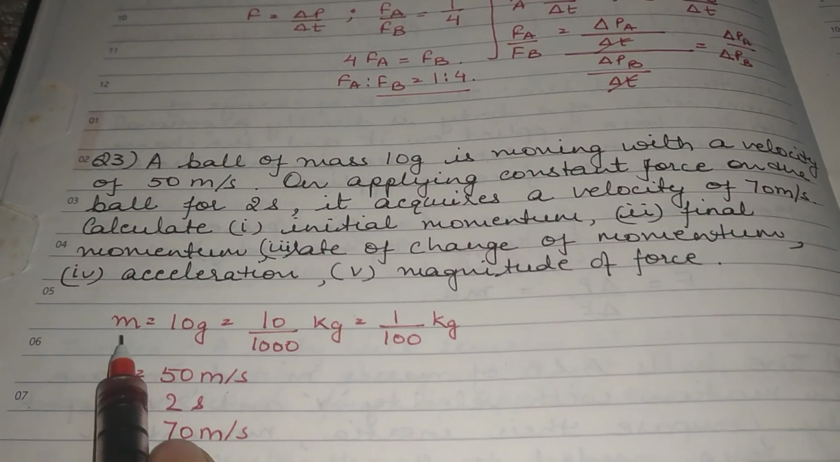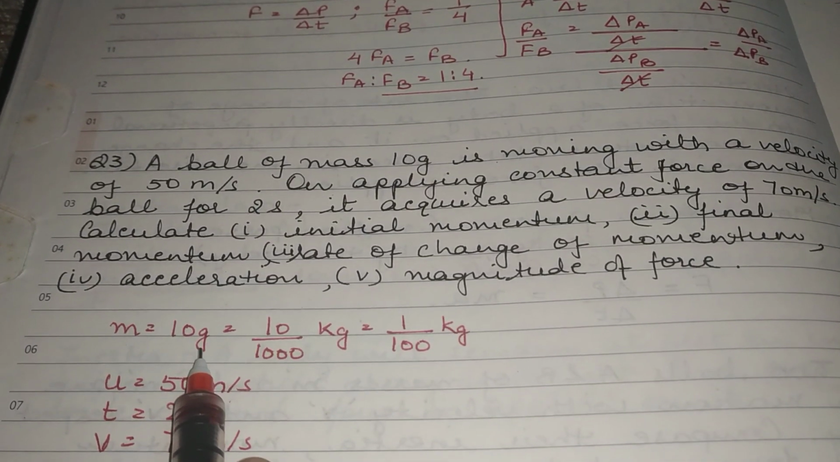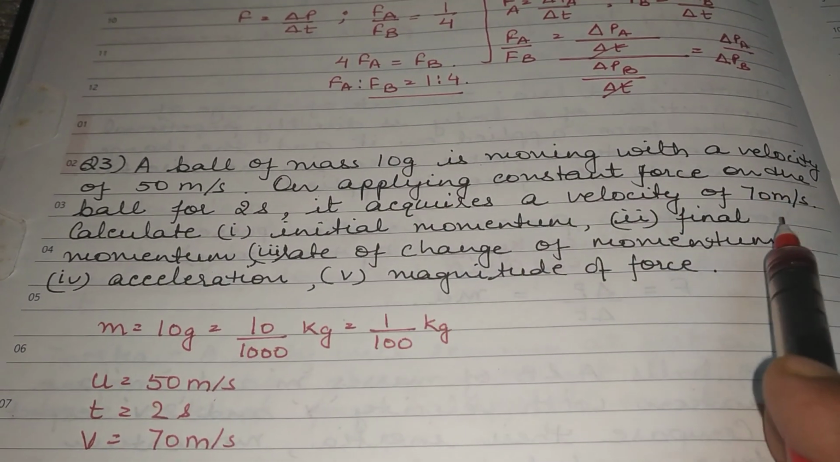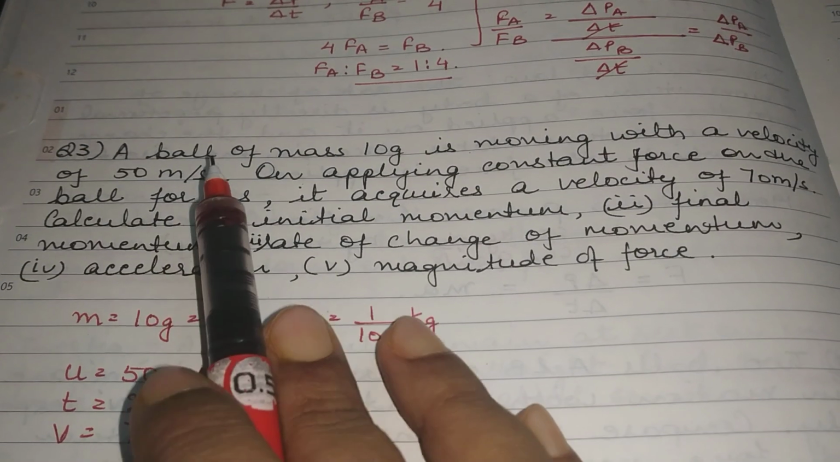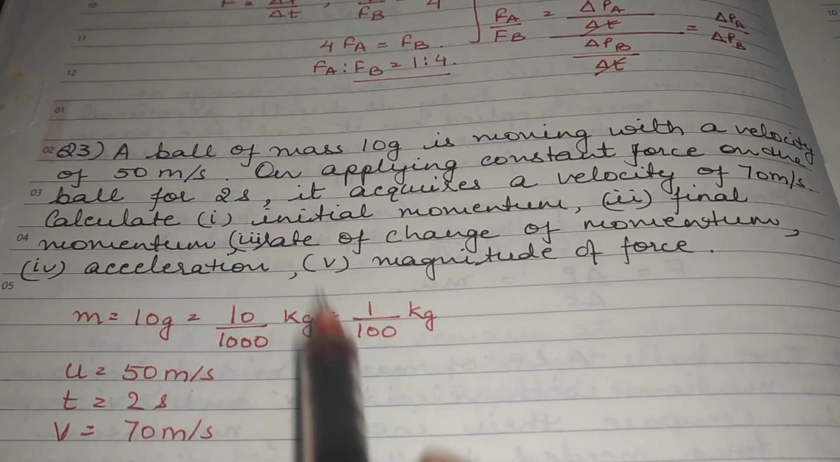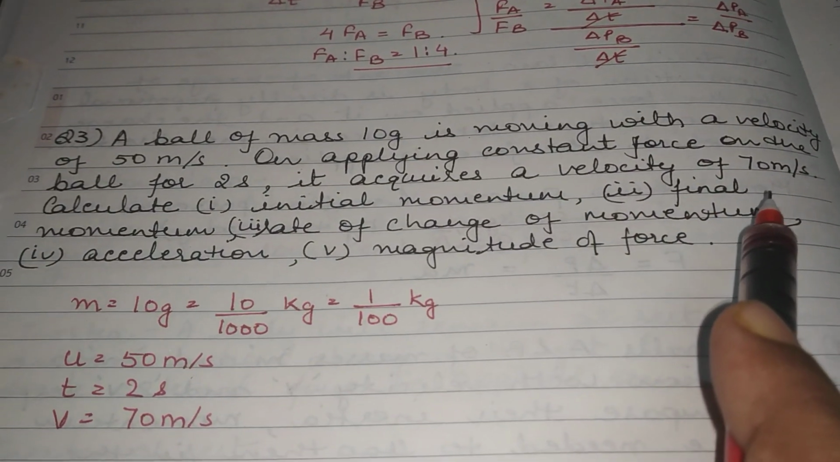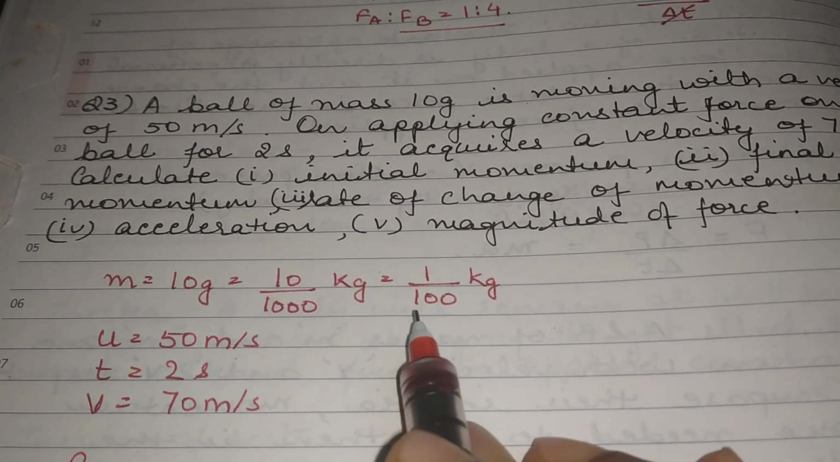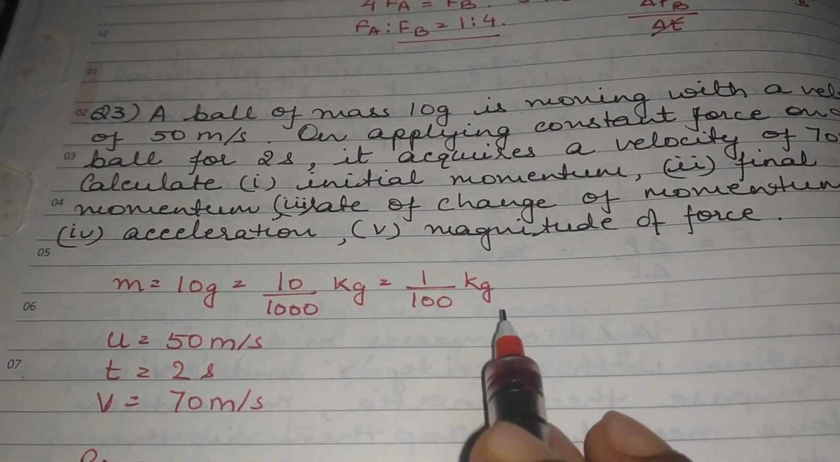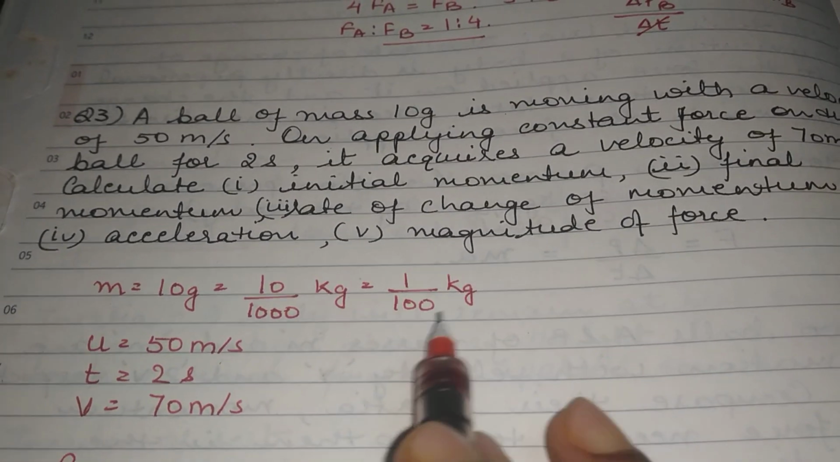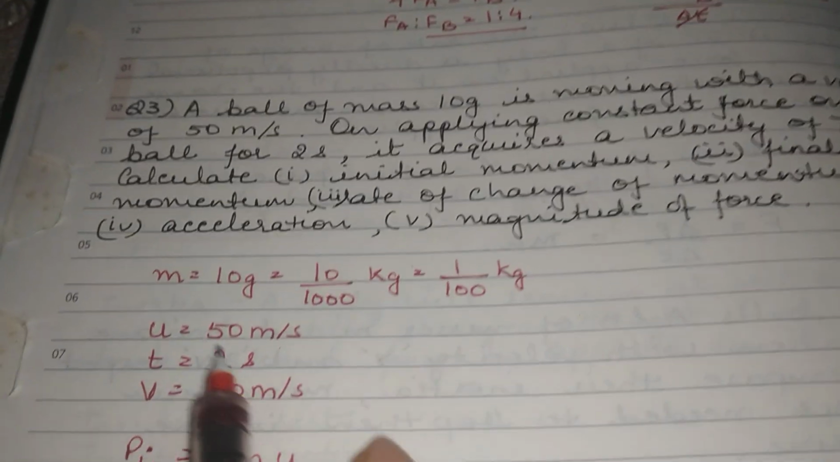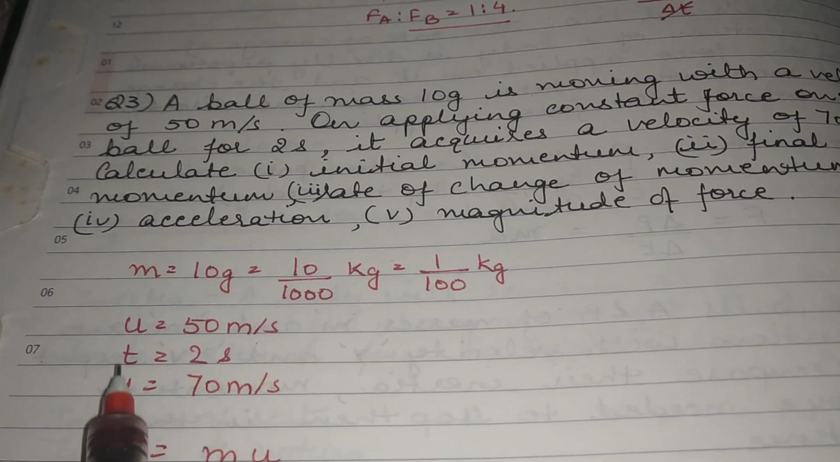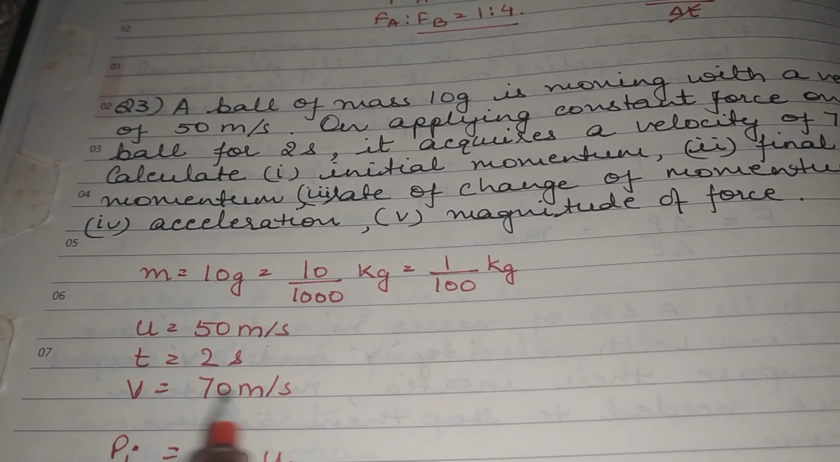Mass is given, which is how much? 10 grams. Now if you look at the rest of the physical quantities and their units, you will find that they are given in the SI system. So here also we need to get the value of mass in kilograms. So 10 grams is 1/100 kg. Initial velocity is given, time is given, final velocity is given.